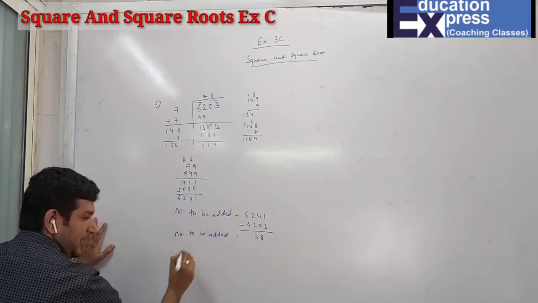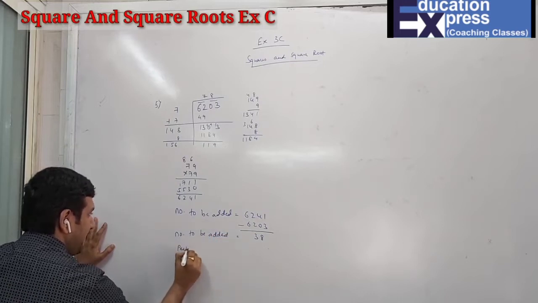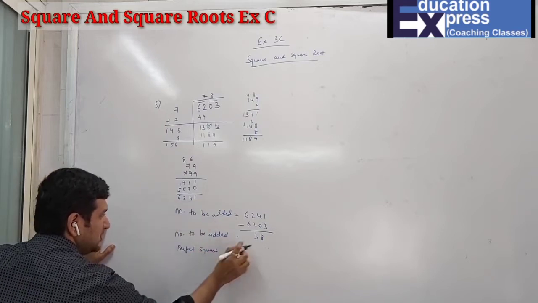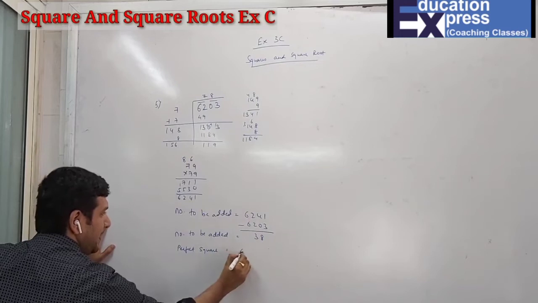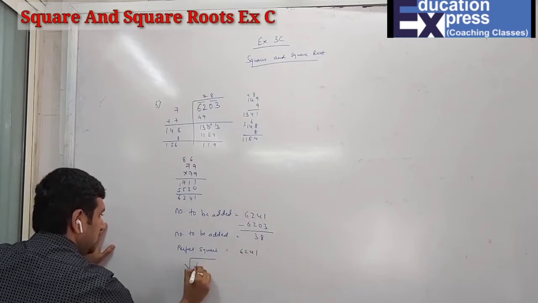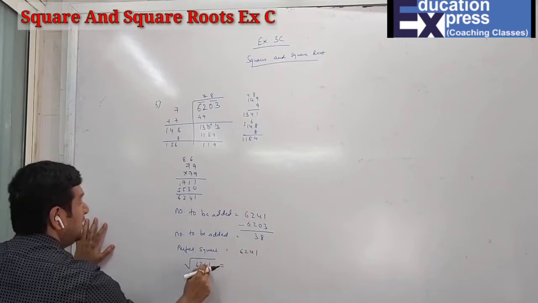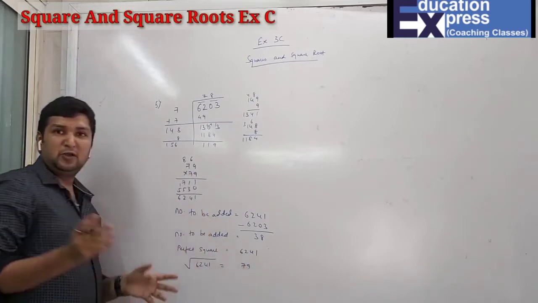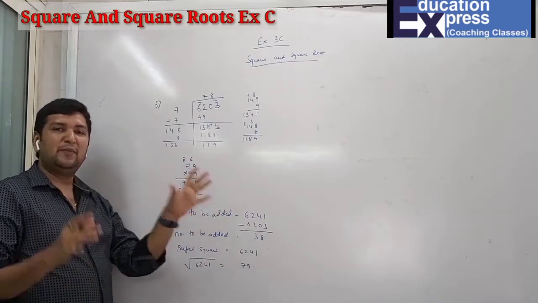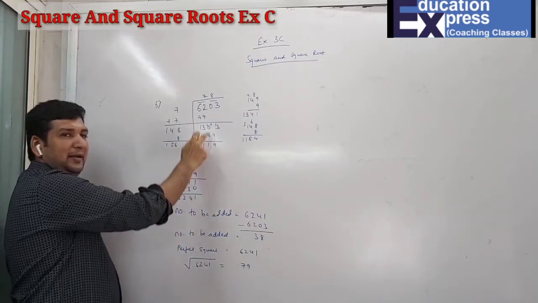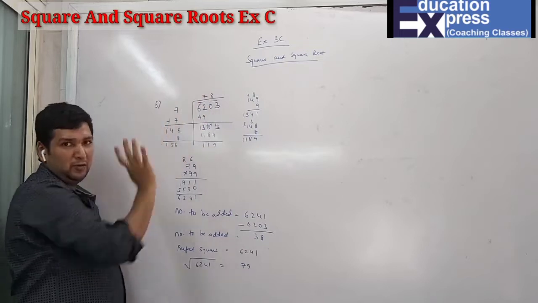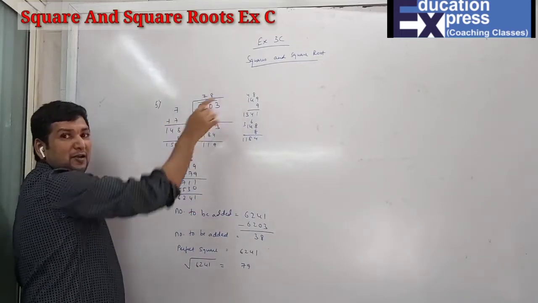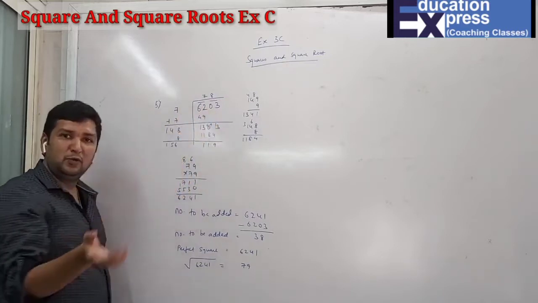So the number to be added will be 38. The perfect square is 6241, because after adding 38 you get 6241, and the root of this will be what, students? 79. So you understood the difference? In case the same sum would have been subtraction, then I would have subtracted, right? And the answer would have been this only. For addition, you have to go one number ahead of this. Find the square, subtract, and you will come to know the number to be added.